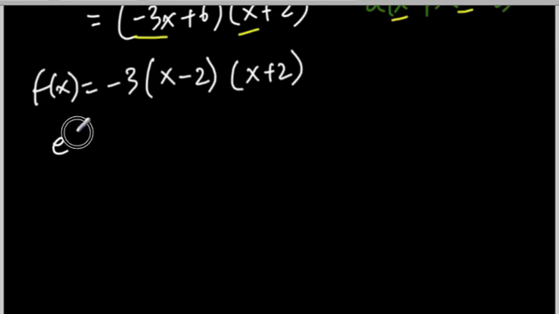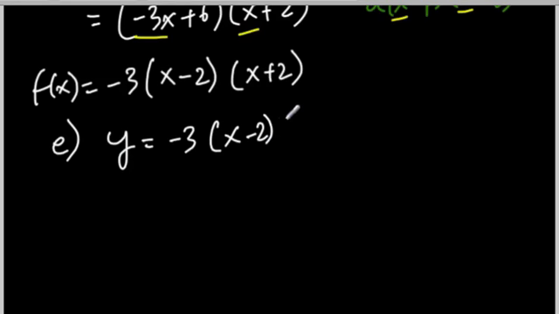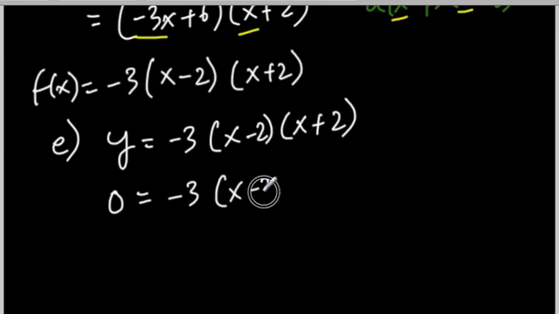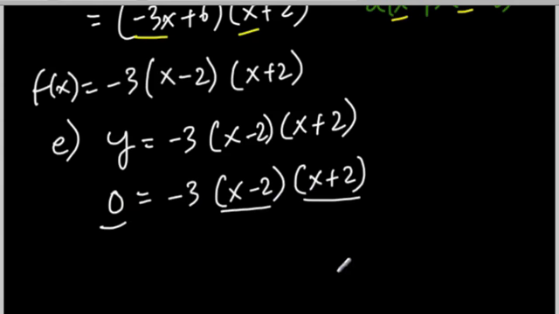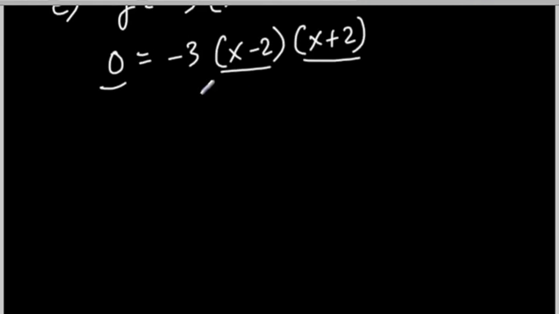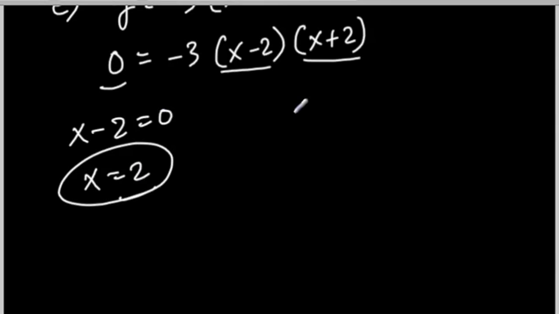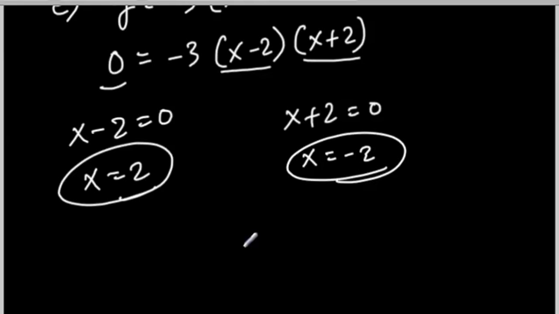The next part says to find the x-intercepts, so really y is equal to negative 3(x minus 2)(x plus 2). And if you want to find the x-intercepts, that just means where y is equal to 0. You can divide out the negative 3, so really 0 is just equal to each of these factors. So x minus 2 equals 0, so x equals 2. That's one solution. And the second one, x plus 2 is equal to 0, so x equals negative 2, and that's the second solution.